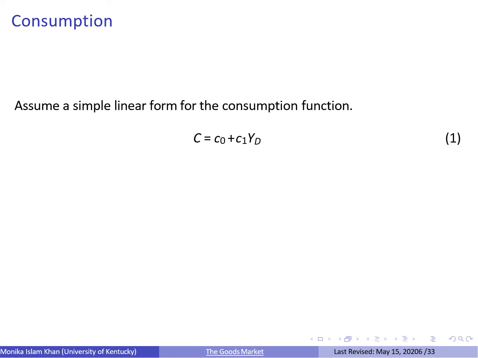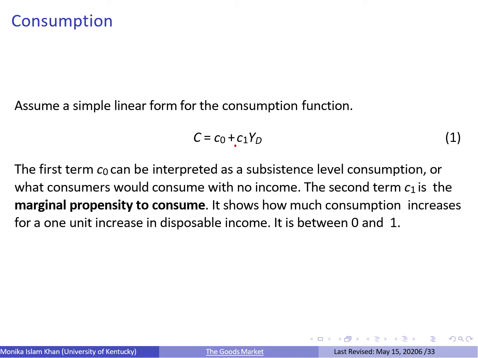Now let's assume that this is our consumption function, which follows a simple linear form. So our consumption is equal to C0 plus C1 times disposable income YD. So this C0 is basically our subsistence level consumption, which is the level of consumption even if our disposable income was zero. C1 here represents the marginal propensity to consume, which shows how much consumption increases if disposable income increases by 1 unit or $1. Our marginal propensity to consume C1 falls between 0 and 1.